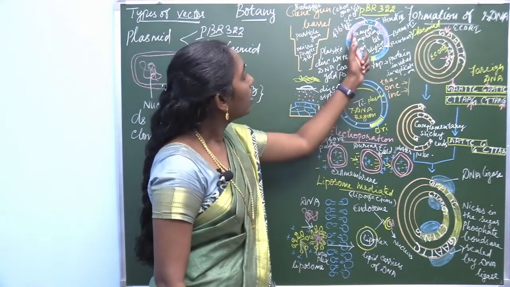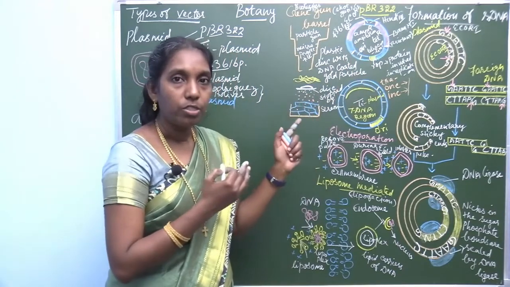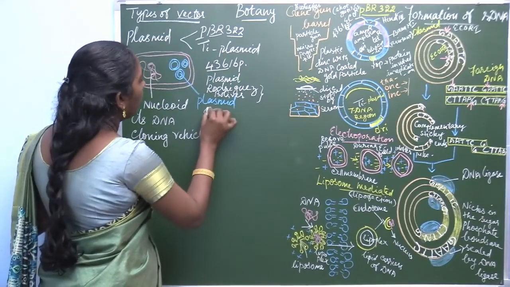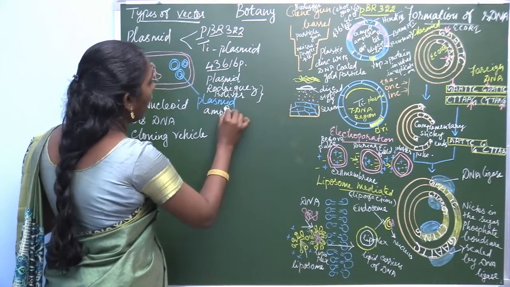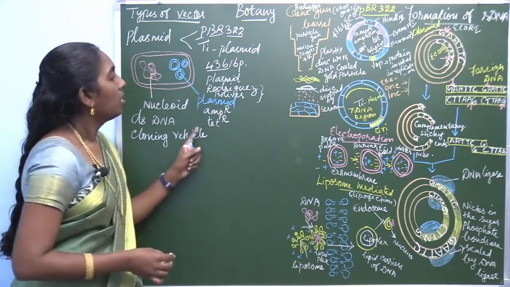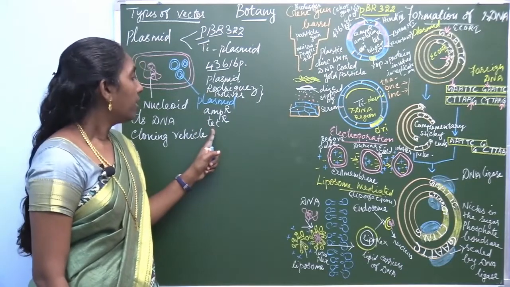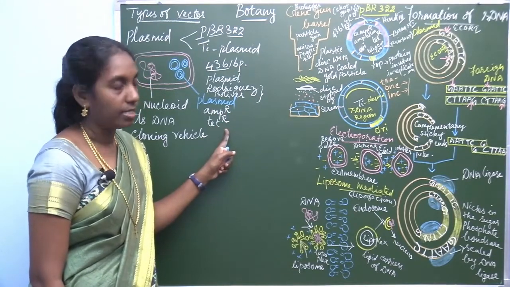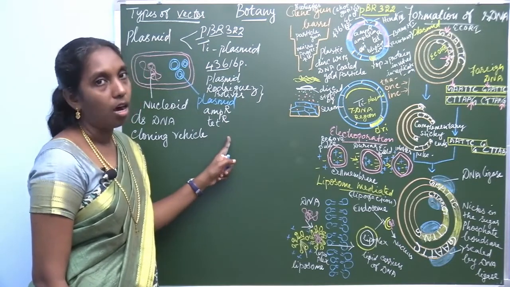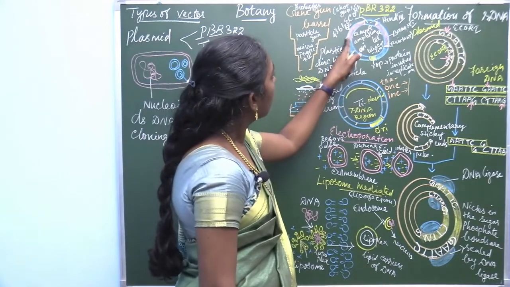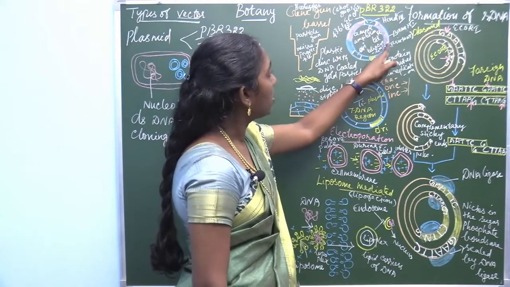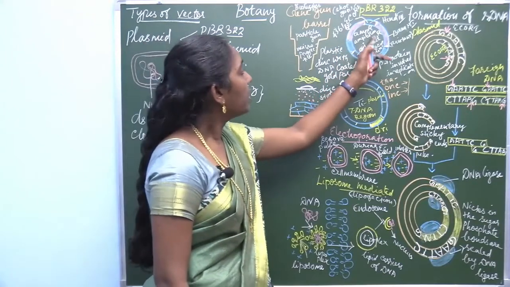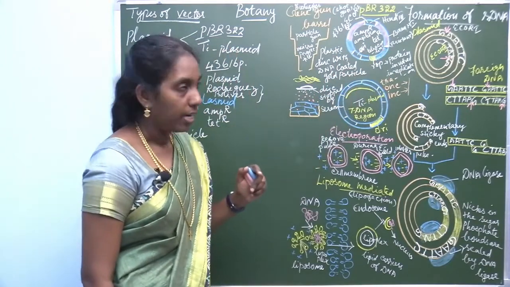Look at this diagram. pBR322 consists of antibiotic resistance regions. There are two antibiotic resistance genes, AmpR and TetR. Amp is ampicillin, Tet is tetracycline. So it contains two different antibiotic resistance sites, ampicillin resistance and tetracycline resistance, shown in this color in the picture.